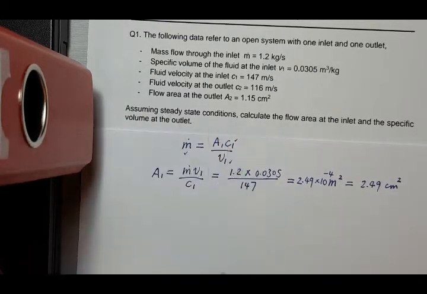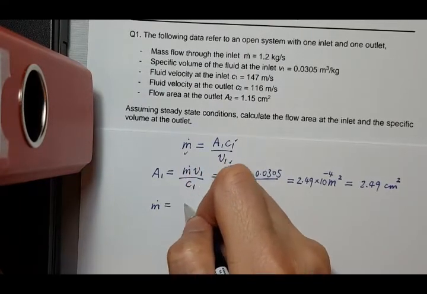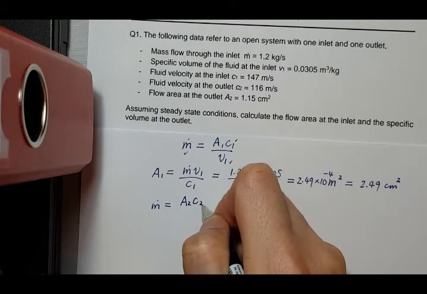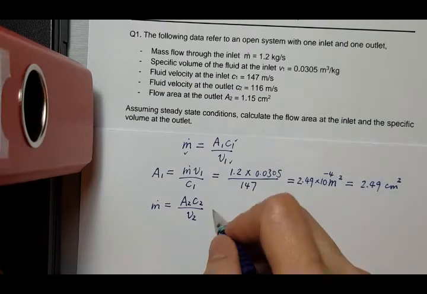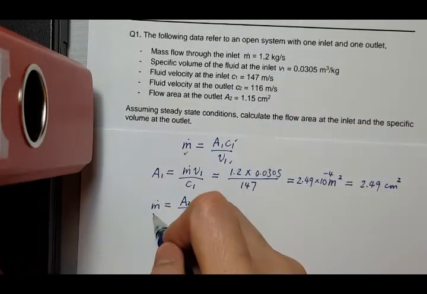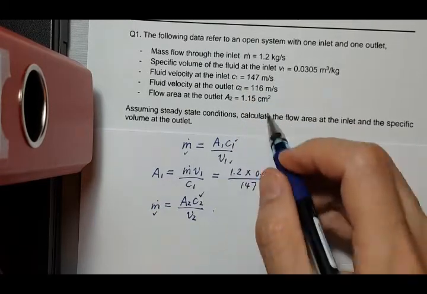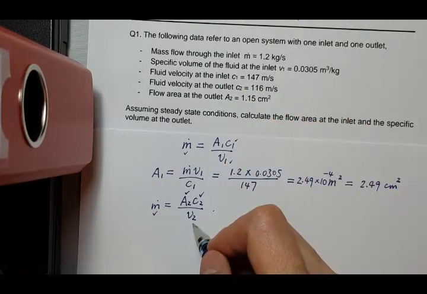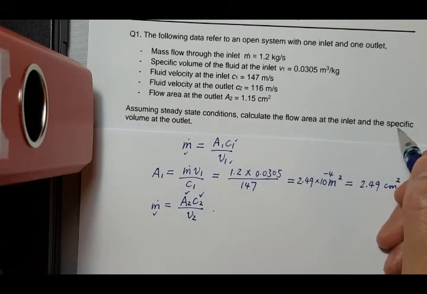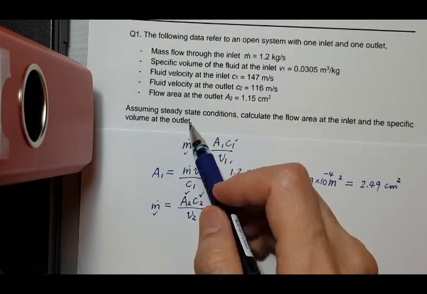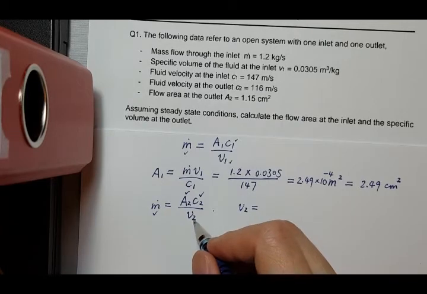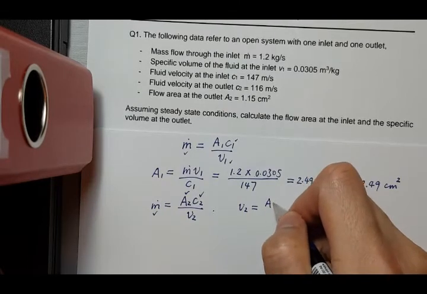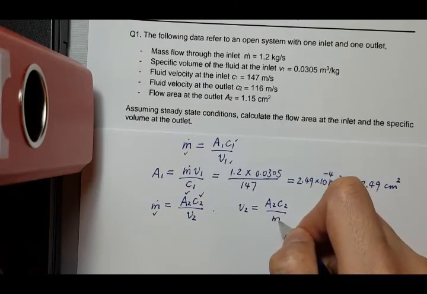Because this is a steady state condition, we have m dot equal to A2 c2 over v2. These are all at the outlet. We know m dot, we know c2, we know A2, we don't know v2. So v2 is exactly what we need to calculate. This is called the specific volume at the outlet. So v2 is just equal to, moving v2 over here and swapping m dot and v2, A2 c2 over m dot.